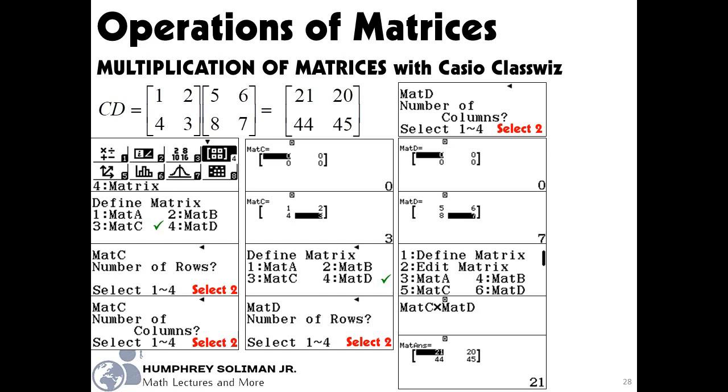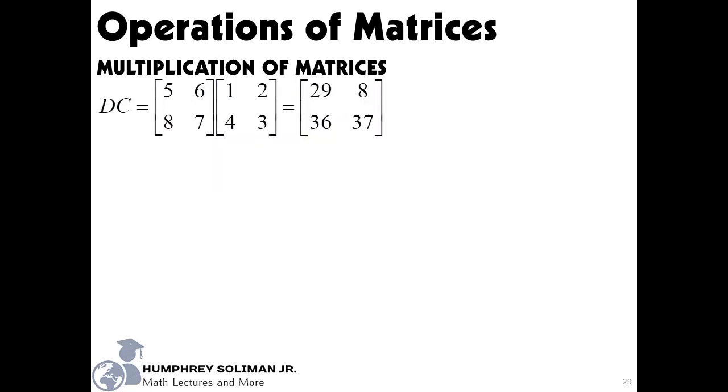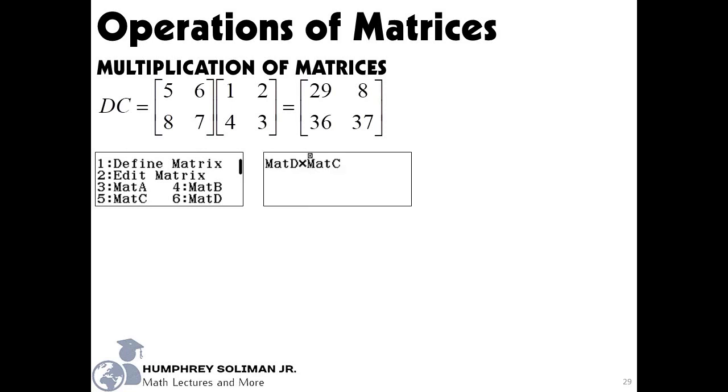We can also try multiplying matrix D times matrix C. Choose option 6, matrix D, times, option 5, matrix C. You can now see the product if you press the equals key.